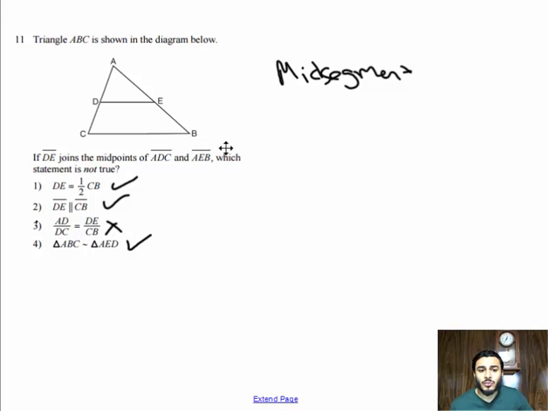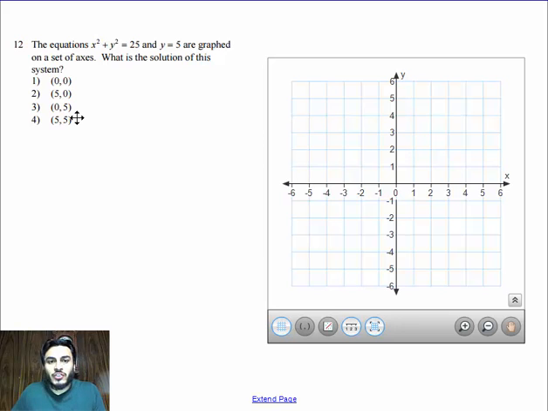So the answer is choice 3 because they're asking for what's not. Number 12 says the equations x squared plus y squared equals 25 and y equals 5 are graphed on a set of axes. What is the solution of this system?